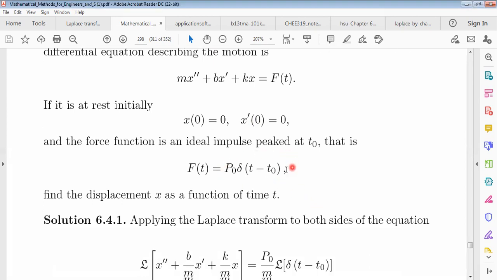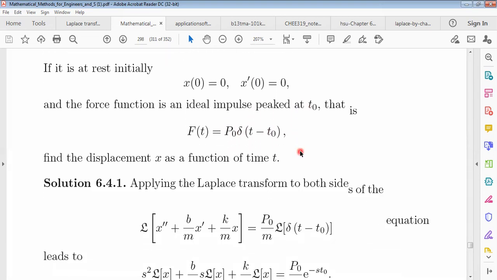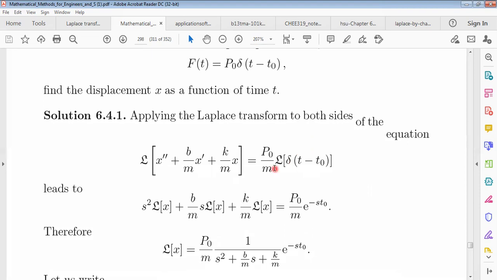Now actually we are using impulse function properties here. We have to use impulse function properties. Now we'll try to solve this problem. Now applying the Laplace transform on both sides of the given differential equation, Laplace transformation of this whole left hand side equals to Laplace transformation of the right hand side. Okay, p naught divided by m, and delta t minus t naught. Okay.